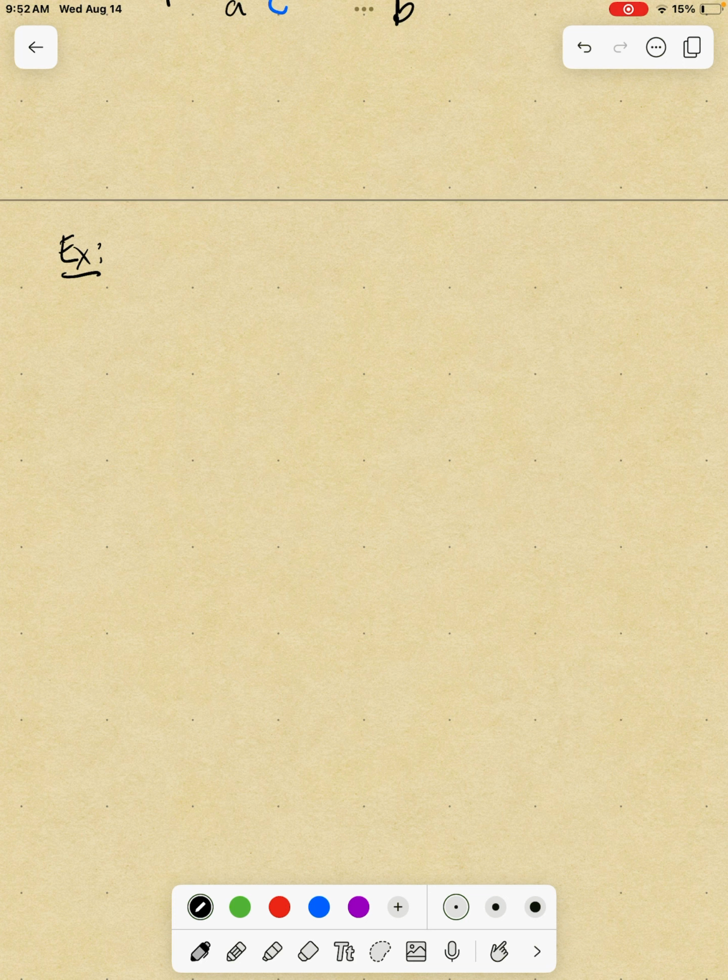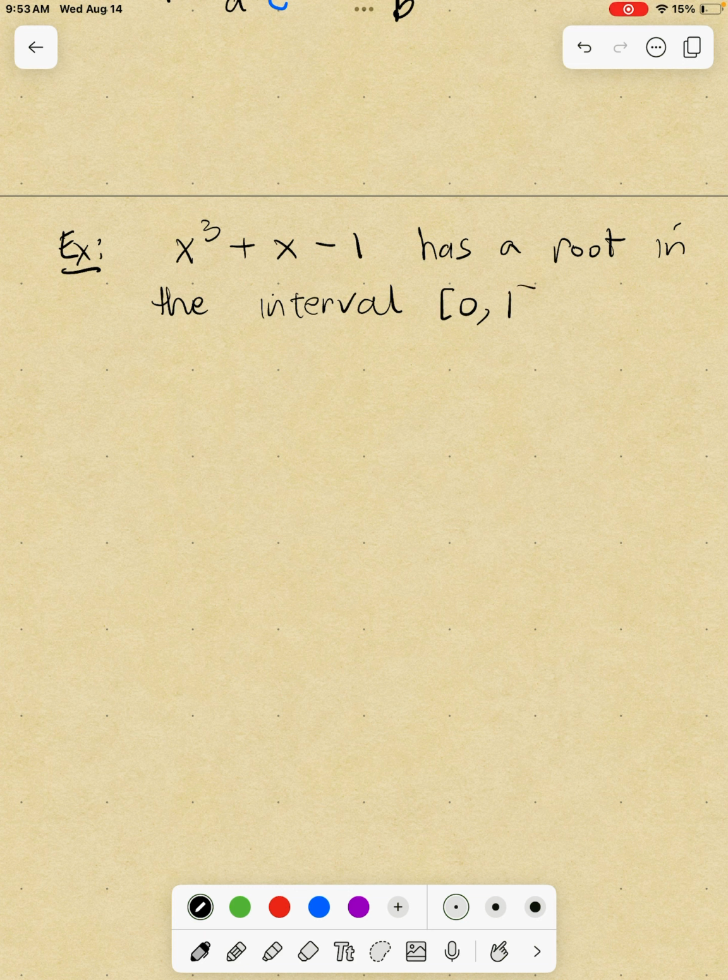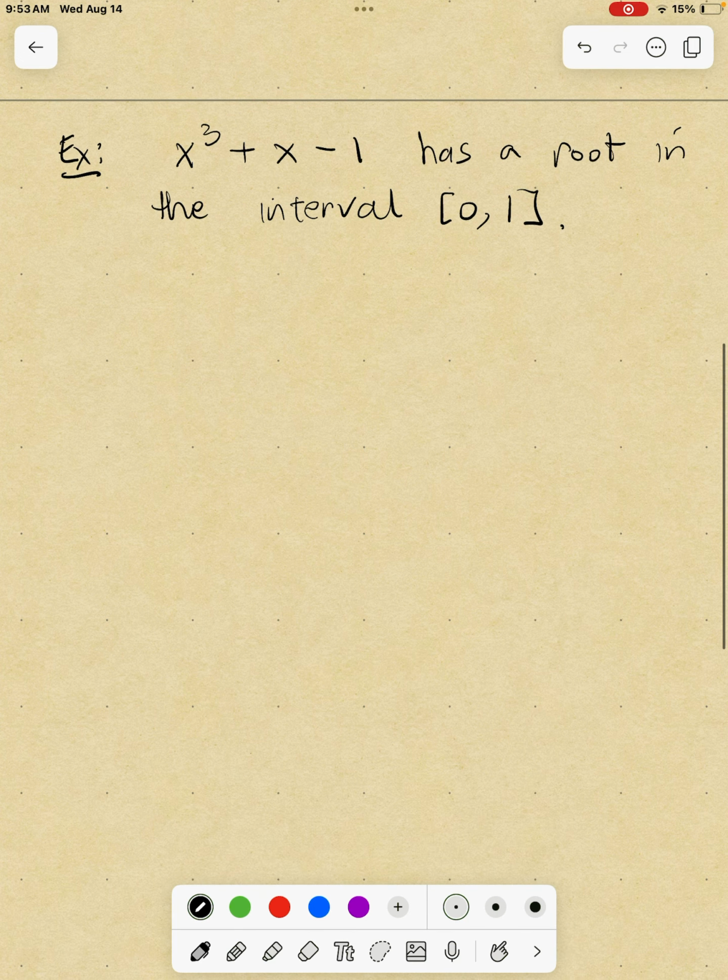Let's just say that you had x cubed plus x minus 1. So the claim is that this has a root in the interval from 0 to 1. Alright, why is this true? How do we know this is true?